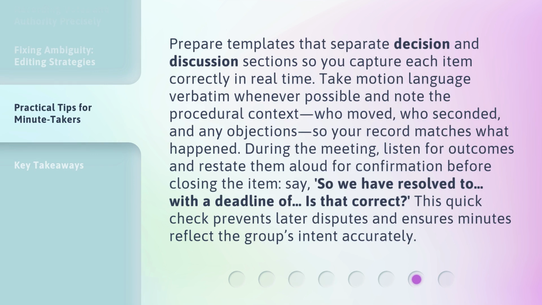Prepare templates that separate decision and discussion sections so you capture each item correctly in real time. Take motion language verbatim whenever possible and note the procedural context, who moved, who seconded, and any objections, so your record matches what happened. During the meeting, listen for outcomes and restate them aloud for confirmation before closing the item. Say, "So we have resolved to [action], with a deadline of [date]. Is that correct?" This quick check prevents later disputes and ensures minutes reflect the group's intent accurately.